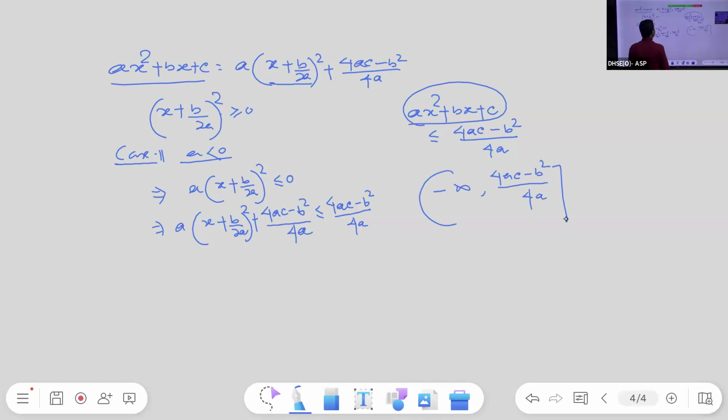Please write in the chat box. Is it clear to you? So that I'll proceed ahead. Akarshak, is it clear? Pratisha, yes. Okay.